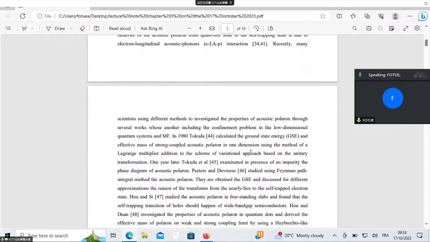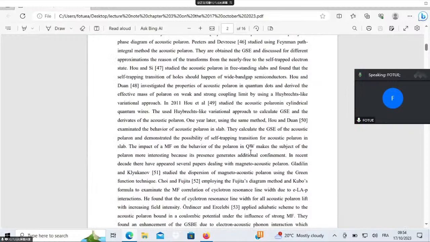They also computed the ground state and discussed the different approximations, the reason for the transformation, and the nearly free or the self-trapped electron state. So they see, for example, the situation where we have a self-trapped electron, and that self-trapped electron was due to the acoustic polaron.